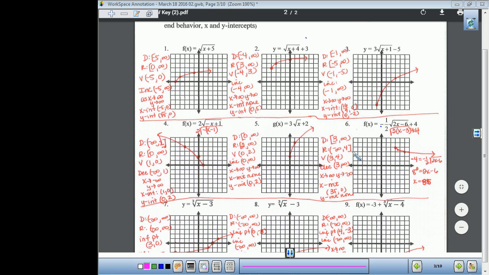Which one did you have a question about? 6. All right, let's talk about 6. 6 is an interesting problem because it has a reflection. It has a vertical compression. It also has a horizontal compression.